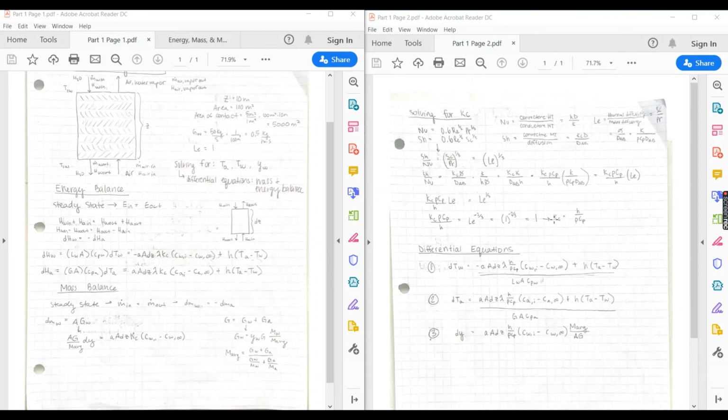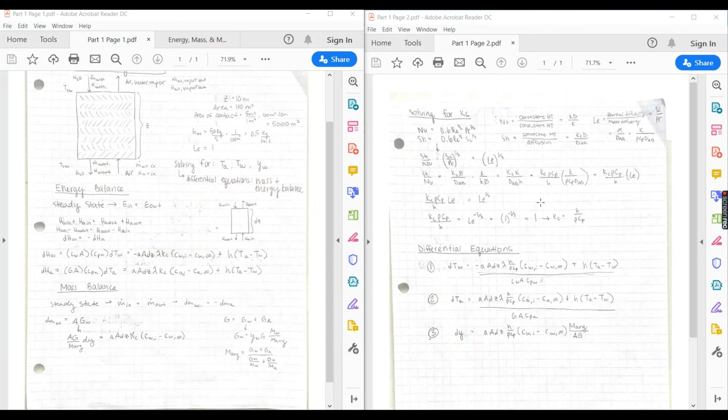So we can now plug this value for k_c into our differential equations. So once we plug in our formula for k_c, we'll then be left with 3 differential equations which we can solve to find the temperature of the water, the temperature of the air, and the mole fraction of the water in the vapor. So here we have our formula for dTw, which will solve for Tw, our formula for dTA, which will solve to get TA, and our formula for dy, which will solve to get the mole fraction of water.